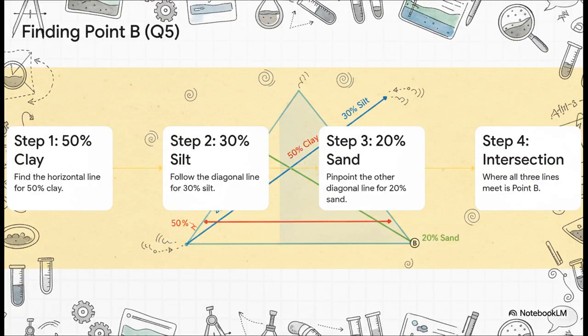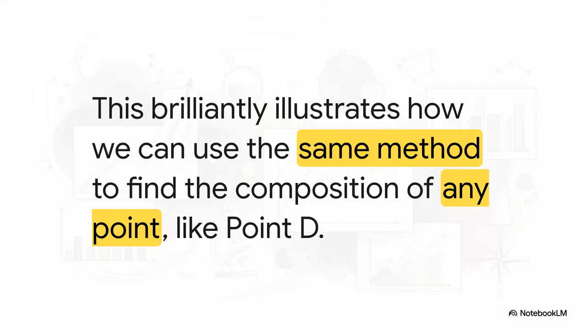All right, let's put it all together and solve this puzzle. The quiz is asking us to find the spot that is 50% clay, 30% silt, and 20% sand. Okay, so first, let's find that 50% clay line. Got it. Now let's trace down the 30% silt line. Yep, there it is. And finally, the 20% sand line. And what do you know? They all cross at one single spot, point B. We cracked the code. And that's the absolute beauty of this. You now have the key to unlock any point on this chart. For that next question about finding the composition of point D, you just do the exact same thing. You've totally got this now.